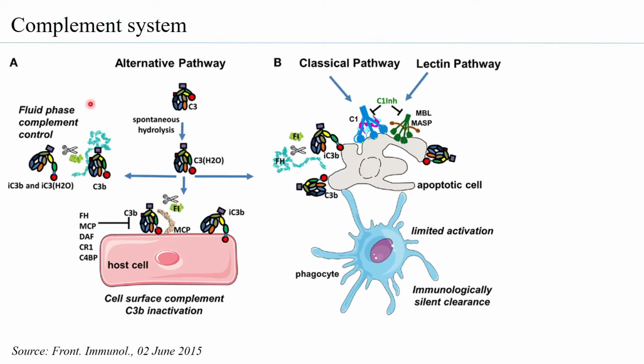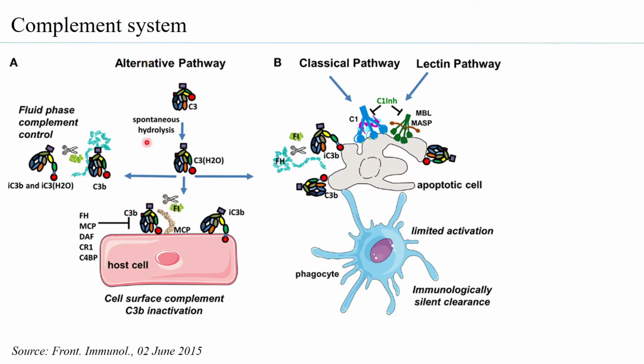There are three pathways by which the complement system functions. One is the alternate pathway, the classical pathway, and the lectin pathway. Now, the alternate pathway is also responsible for homeostasis, while the classical pathway and lectin pathway are responsible for eliminating foreign particulate matter and also apoptotic cells.